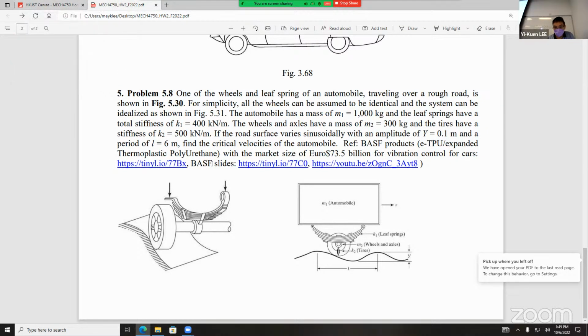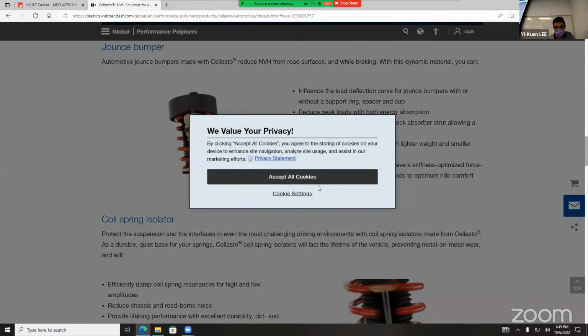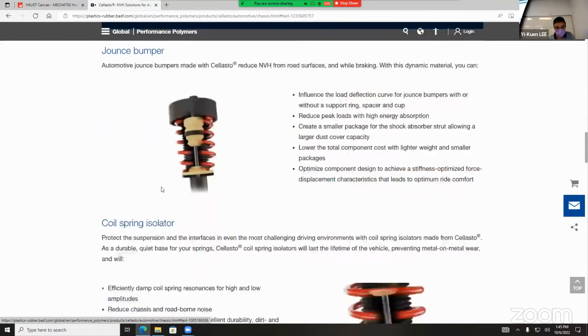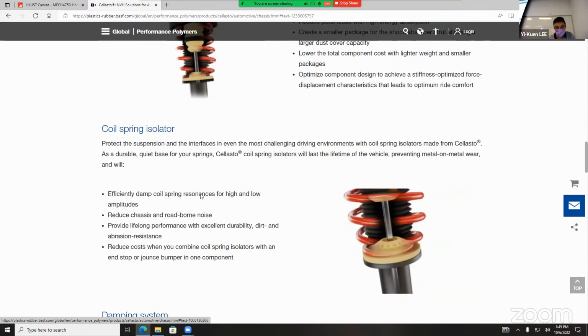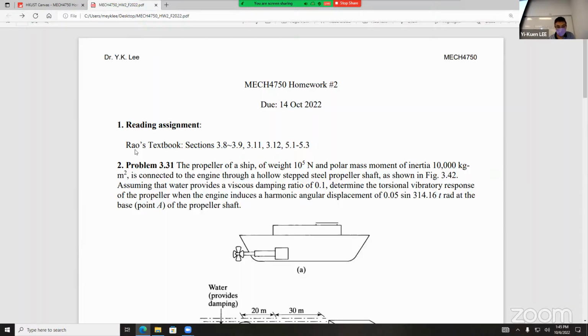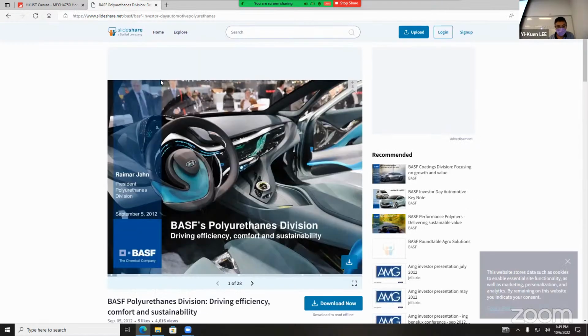And of course, I give you some additional reference about their company product, right? John's bumper, and as they show in the video, the coil spring isolator, and they really control the world market. They are one of the top players in the world, number one, number two. It's not a small business. This is huge, and there is also the additional summary.